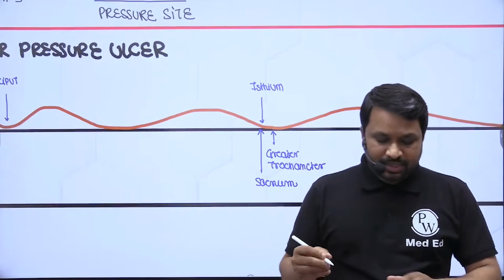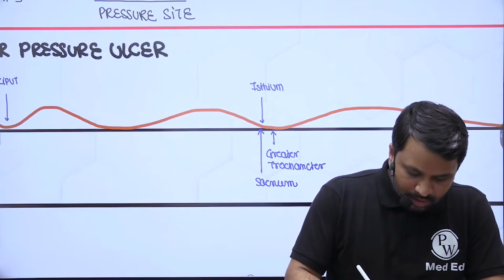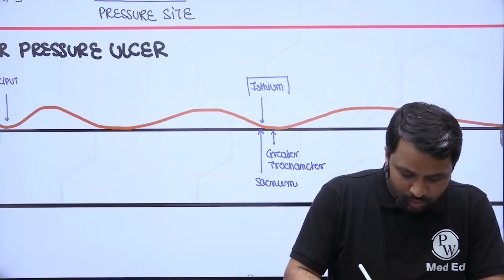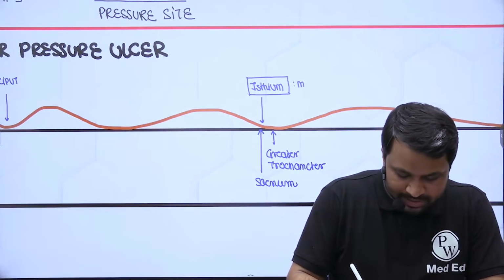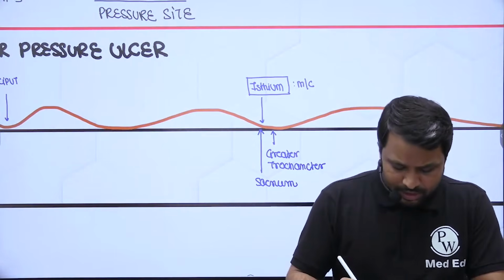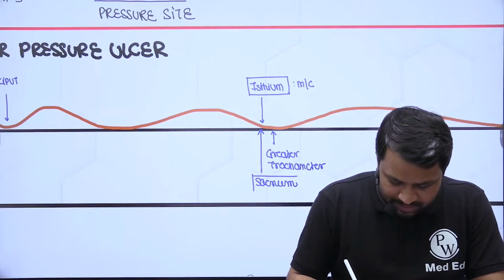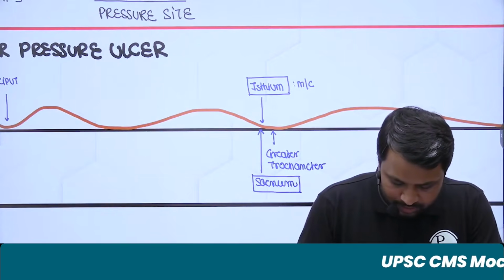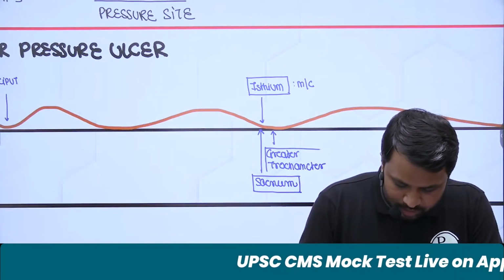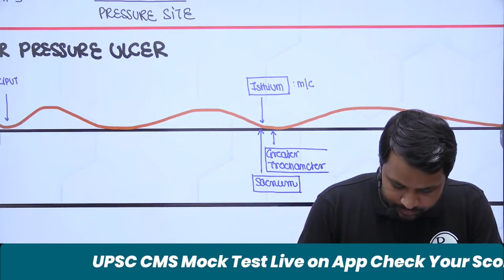So these are the 3 sites where you will see the ulcers or the pressure more. Ischium is the overall most common site. This is a NEET PG question or a competitive exam question as well. Along with that, you have the sacrum as well as the greater trochanter.